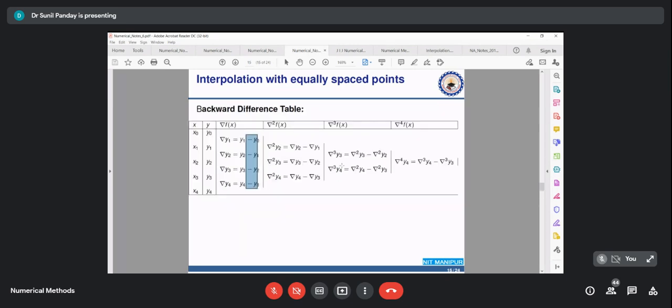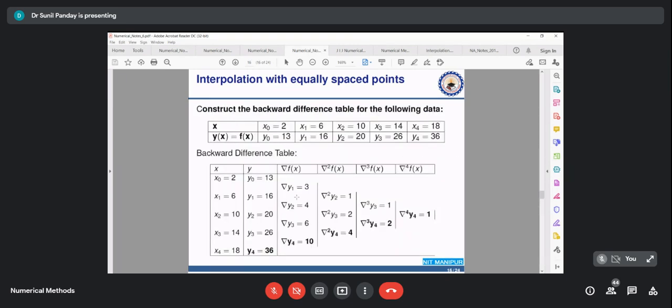So you can see, this is a different data. Here we again have x and the corresponding y. Here you can see that the common difference between the consecutive values of x is 4. So it is equally spaced data. This is xi, this is yi, and now you are calculating nabla of y1. So how is this defined? y1 minus y0. So y1 minus y0 means 16 minus 13.